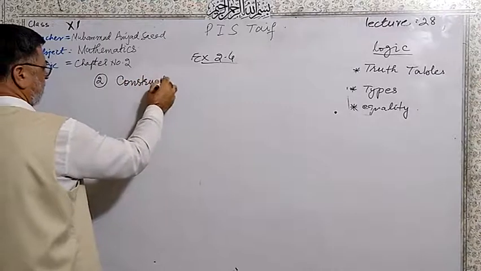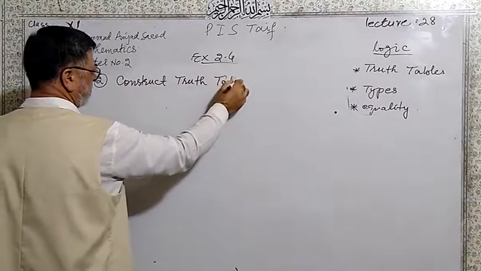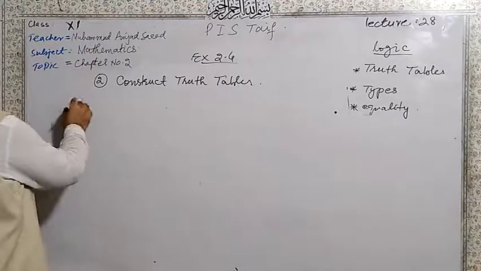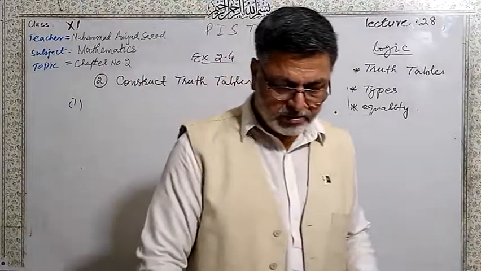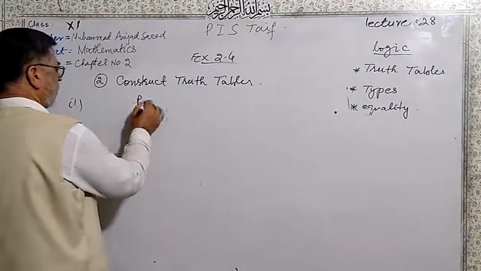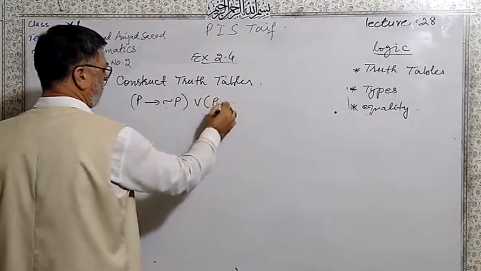Construct truth tables for the following statements. Number 1 is: P implies not P, or P implies Q.